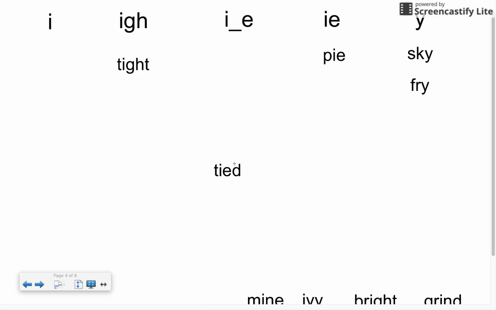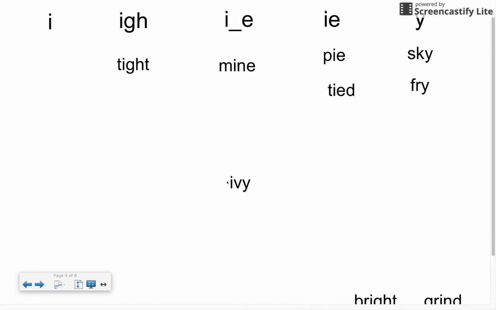Here's tide. So again, we have an I and an E, so you have to look to see, are they touching or is there a consonant in between? And these two are touching, so tide would come over here. How about you look at this one? Mine. Where would mine go? It has an I and an E, but in this one, there's a consonant in between. So that one's going to go I consonant E.